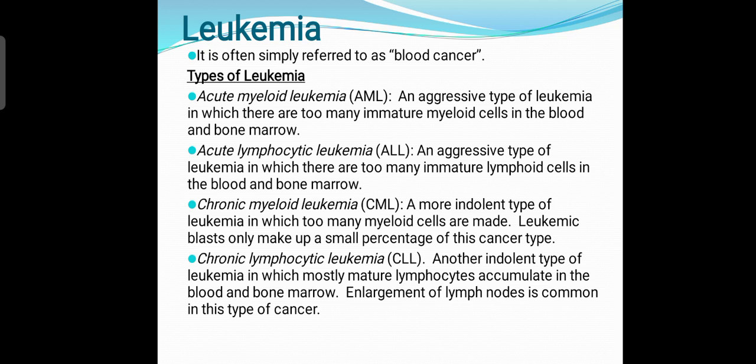In acute myeloid leukemia, the enormous growth of immature myeloid cells in the blood or bone marrow will lead to acute myeloid leukemia, and the presence of immature lymphoid cells in blood or bone marrow will lead to acute lymphocytic leukemia. If the condition, for acute myeloid leukemia or acute lymphocytic leukemia, is still progressing, it will lead to chronic myeloid leukemia and chronic lymphocytic leukemia.